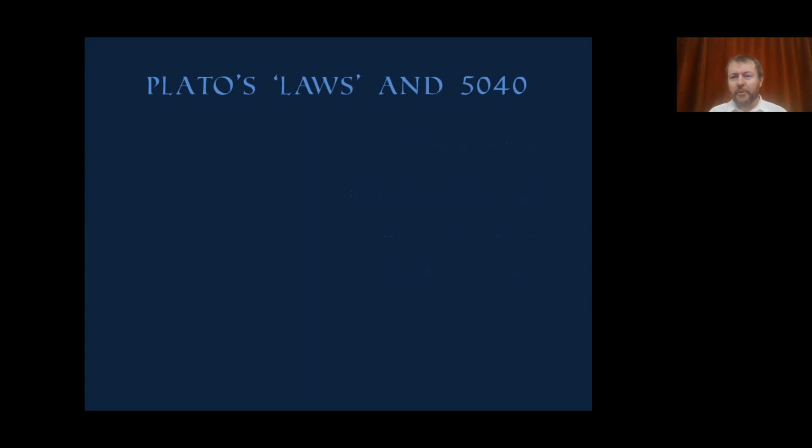Now, 5,040 is a very important number for Plato, and it's talked about in Plato's final dialogue, which is known as the Laws, and it's looked upon as being a significant number in the sense of being an ideal number by which to order a society. Now, this is what he says about it.